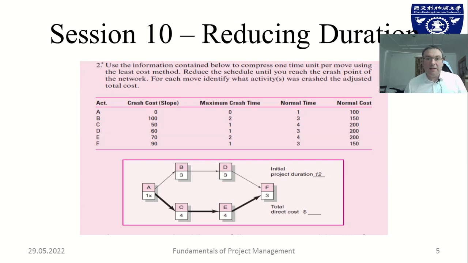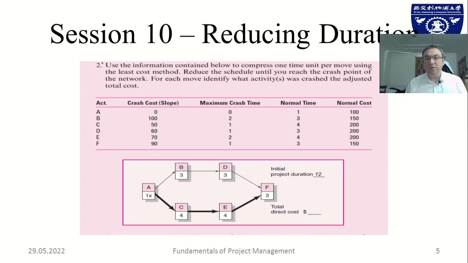So looking at the second exercise, I asked students to use the information in this exercise to compress the project by 1 time unit at a time and then identify what they have actually crashed, why they have crashed it, and what the cost of the project is after that.